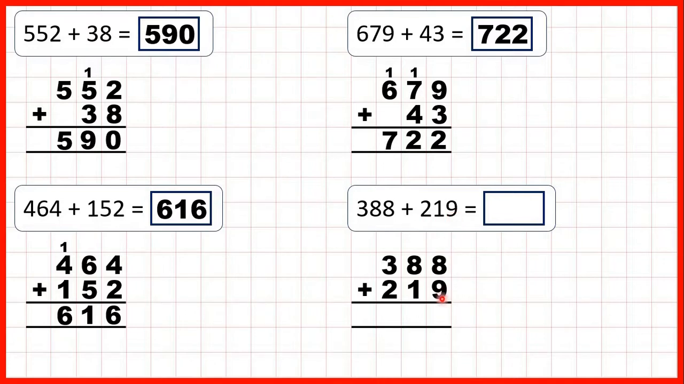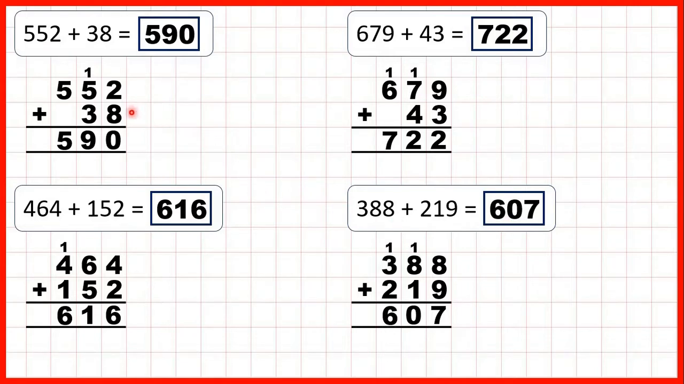Finally, we get to 388 plus 219. 8 plus 9 is 17, so that's 1, 7. 1 plus 8 plus 1 is 10, so that's 1, 0. And 1 plus 3 plus 2 is 6, so our answer is 607.